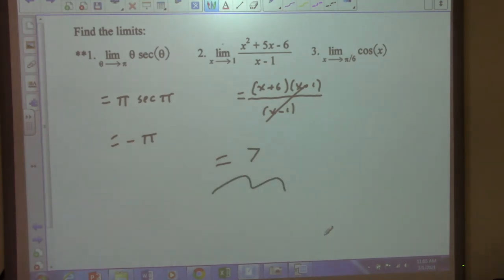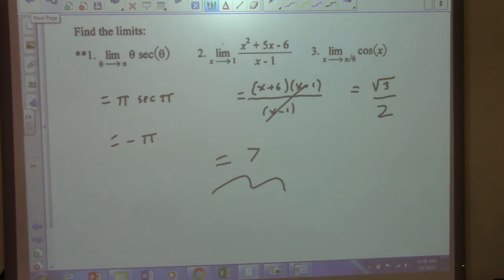And then lastly, number 3, we have the limit as x approaches pi over 6 of cosine x. What is that going to be? You should know, you get square root of 3 over 2. So that's some direct substitutions and cancellation here.